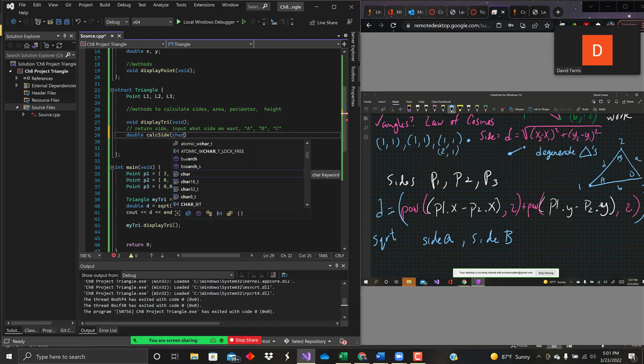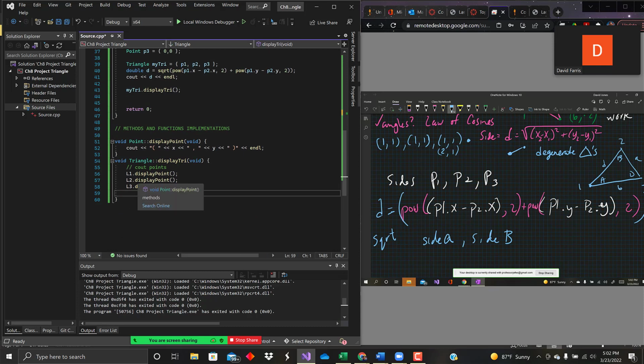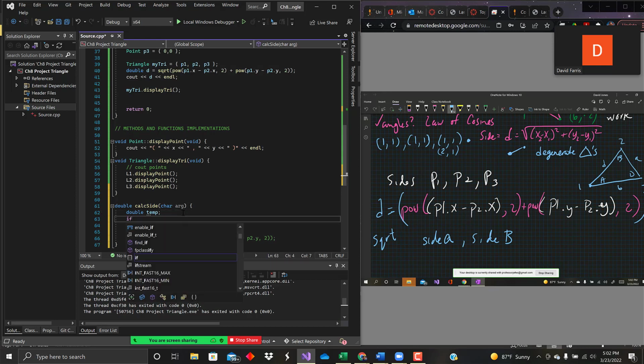So we got to take in a char. And I'll copy that. Do that. And I'm going to come down here. That's got some extra space. And I need my function up here. Copy that, put that in here. Let's just call this double temp. And I don't know what we're returning yet. So let me comment it out. We've input the size, so maybe we should do some if statements.